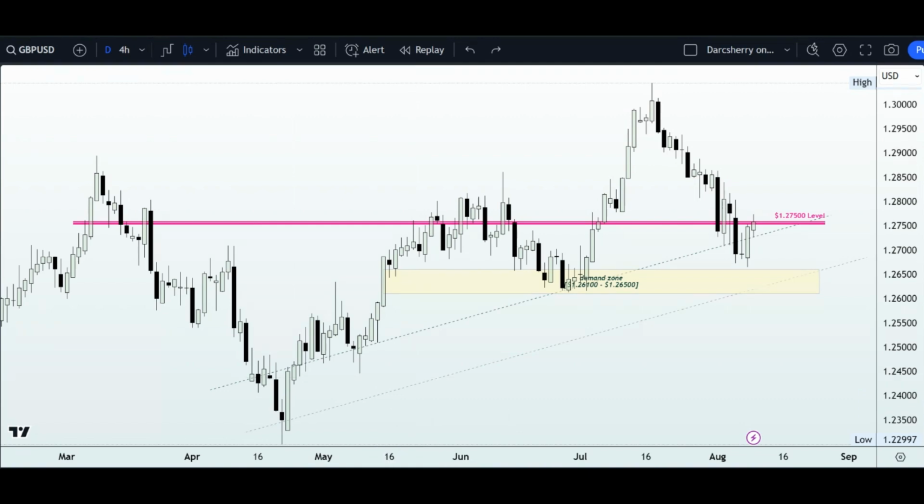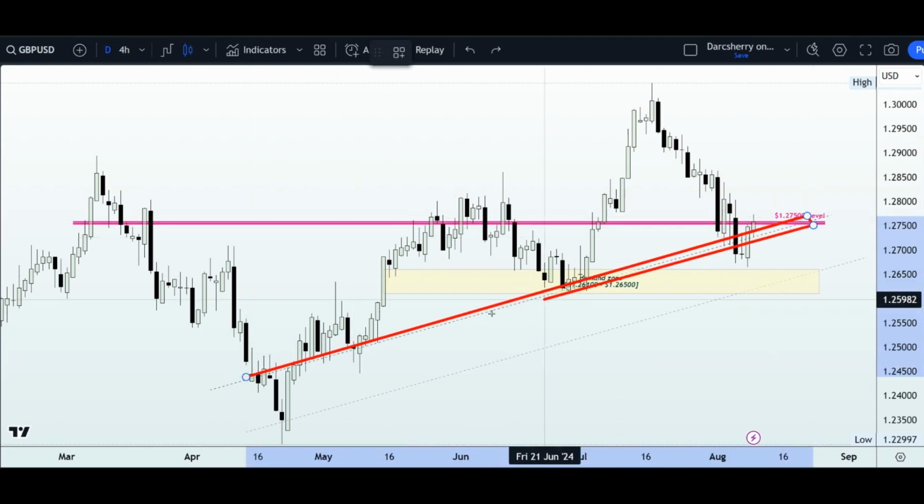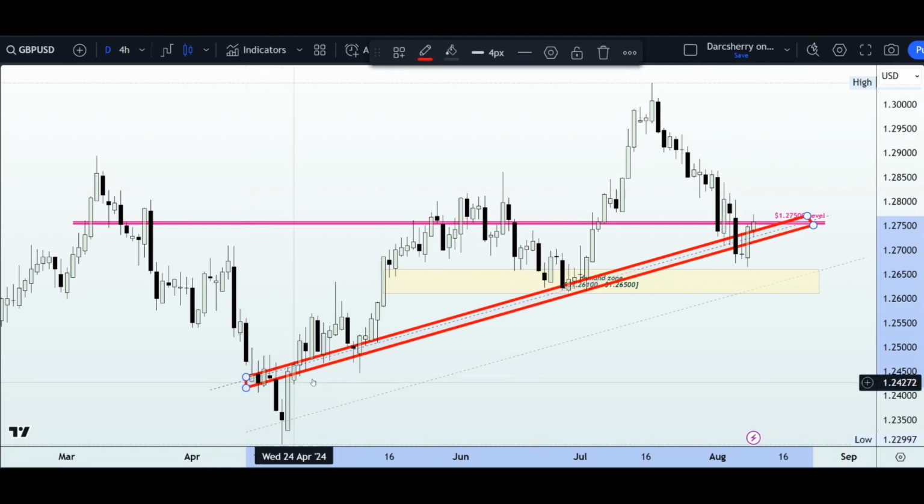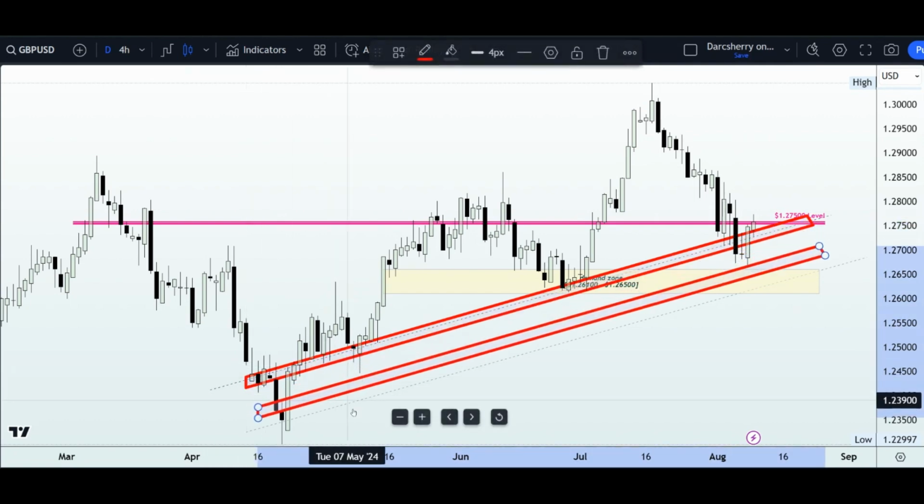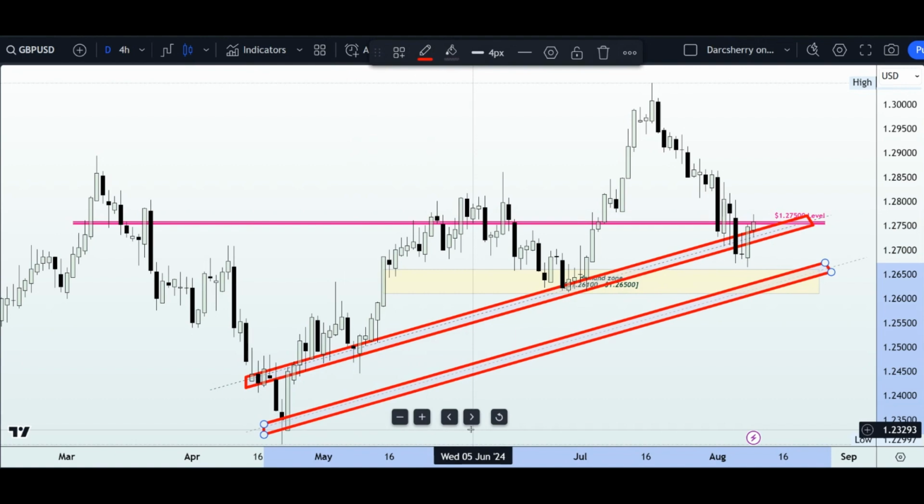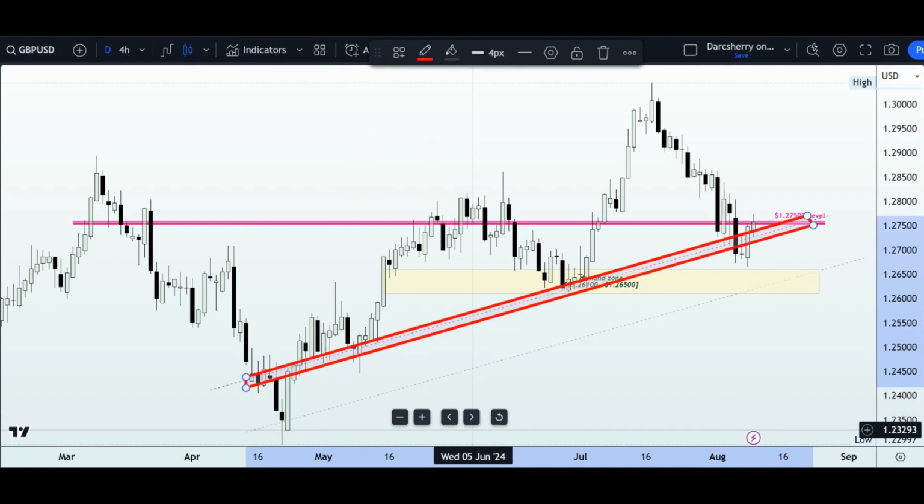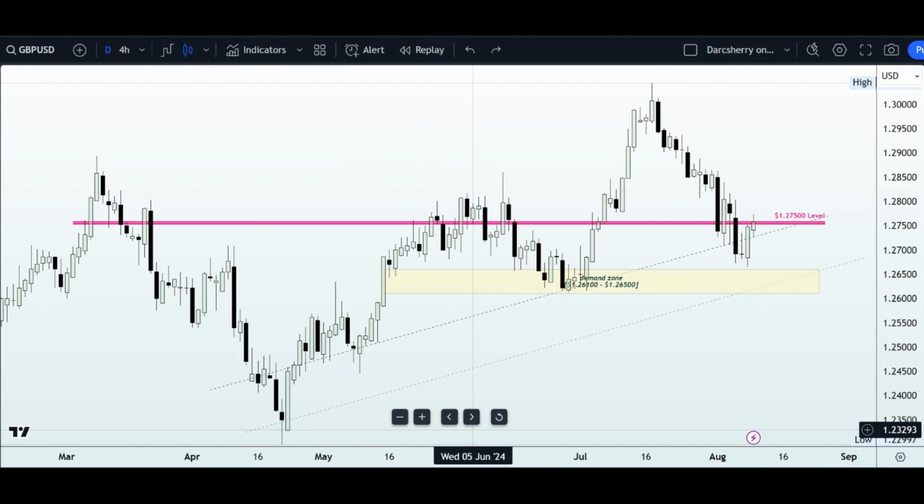And after connecting the series of higher lows here, you can see I have a couple of ascending trend lines that will be guiding our trading decisions next week. And as long as price remains above our ascending trend line, we obviously want to be looking out for patterns and structures that support the idea of buying.